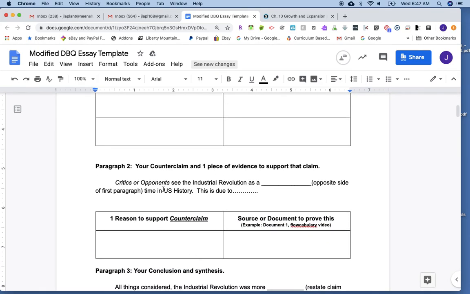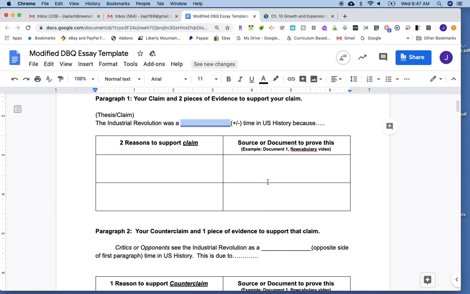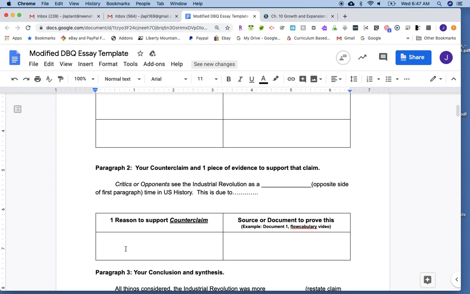So critics or opponents use the Industrial Revolution as, so you could say, whatever you said opposite here. So if you said this was positive, this would be negative here, or vice versa. Negative time in U.S. history. This is due to, and you're going to list 1 reason why the opponents or the critics say it was positive or negative, and then make sure you cite your source. So you're going to have to come up with 1 reason why the other side would think so.